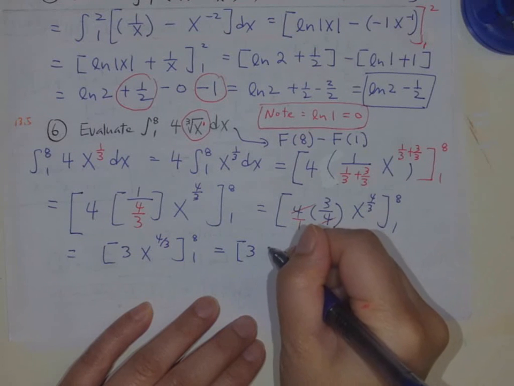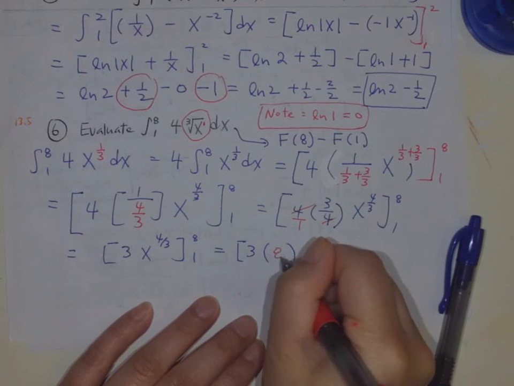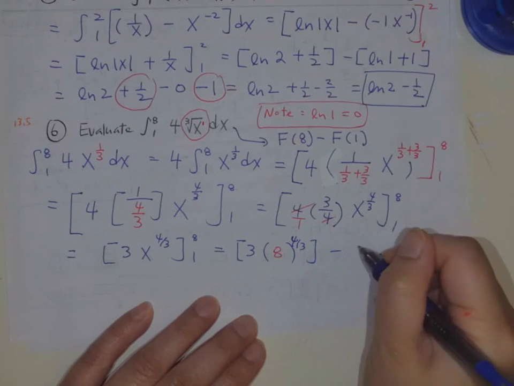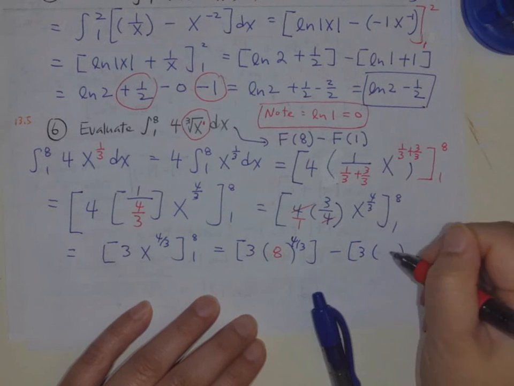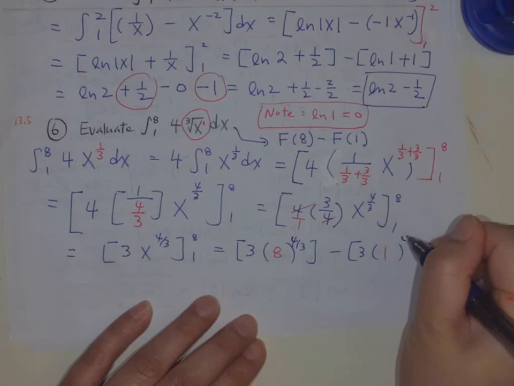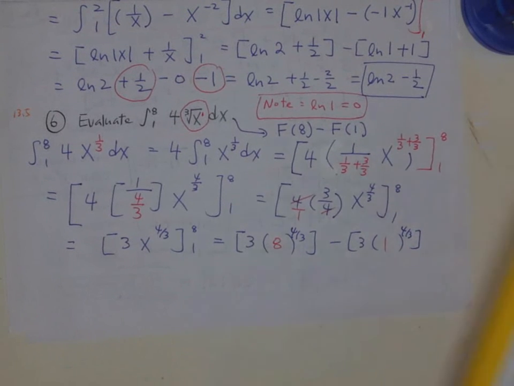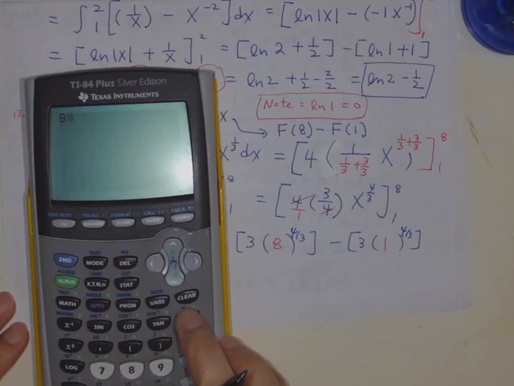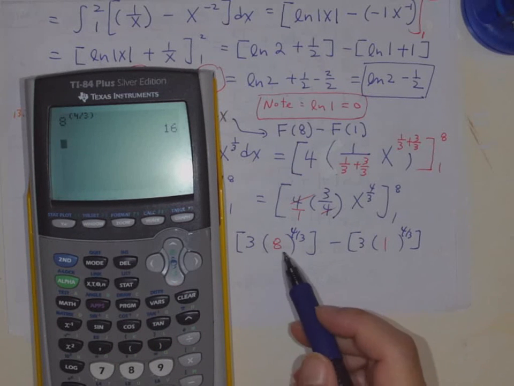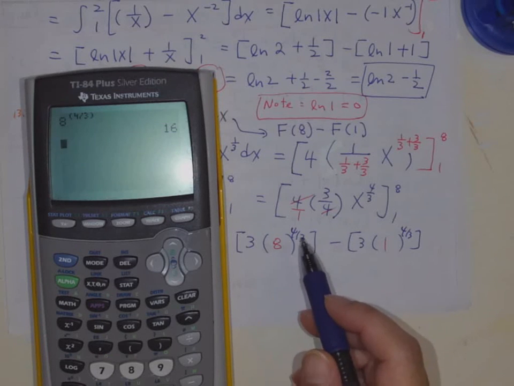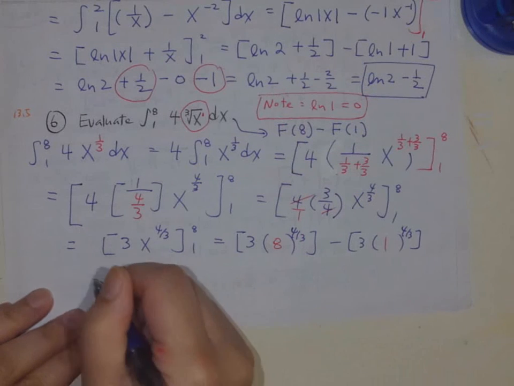Okay, finally, I think we can plug it in. Upper limit is 8, raised to 4 over 3, and then subtract 3 times the lower limit 1 raised to 4 over 3. Okay, what is this? If I have 8 raised to the power 4 divided by 3, I should get 16, because this is the cube root, right? Cube root of 8 is 2, 2 to the 4th power is 16. So either way, hopefully you arrive at 16.